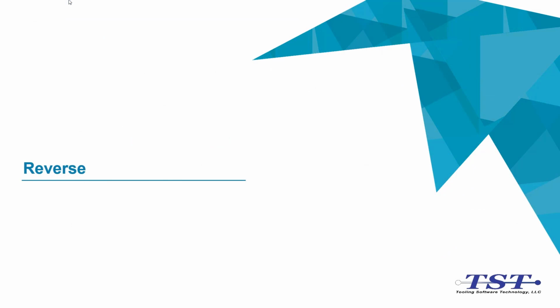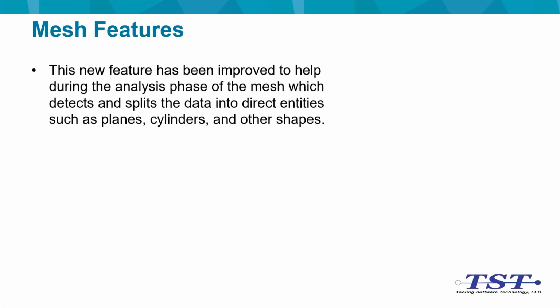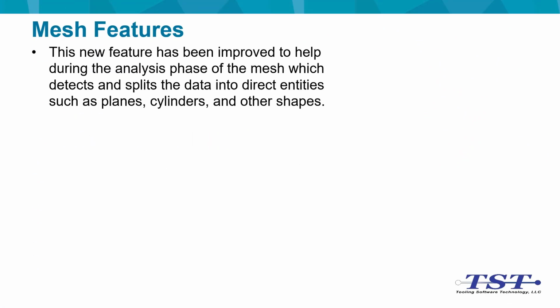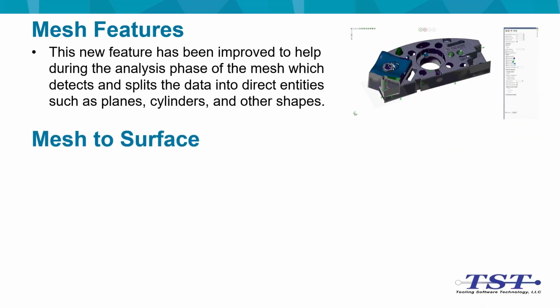And now we'll go into reverse. So within mesh features, you now have a new feature that has been improved upon during the analysis, which detects splits of the data for direct entities such as for planes, cylinders, and other shapes.